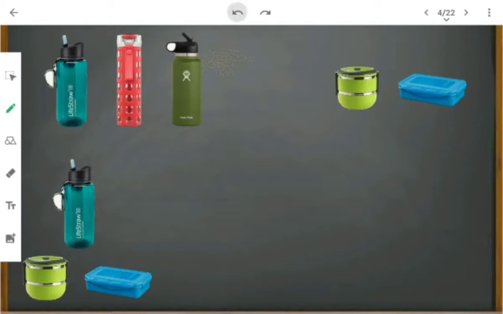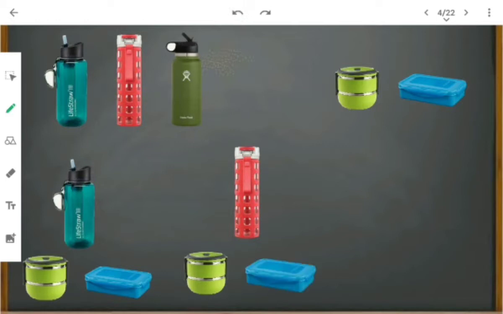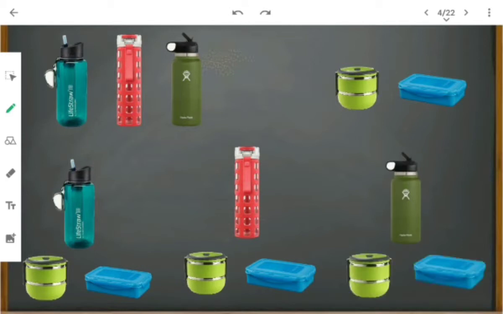Or I can take a red color water bottle with a green color lunch box, or a red color water bottle with a blue color lunch box, and then the green bottle with a green color lunch box, or the green bottle with a blue color lunch box. So these are the possible ways you can take a lunch box along with the water to the school. So how many ways are we having? We are having totally 6 ways, right?